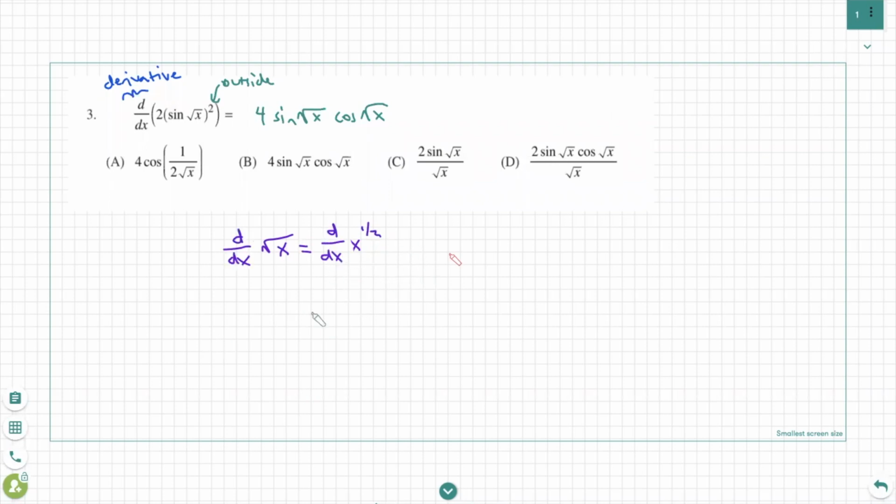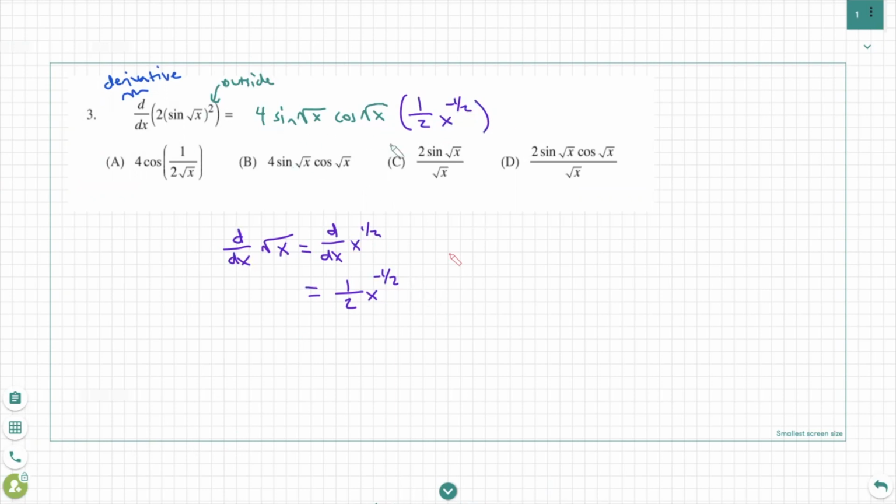So when you take the derivative of it, what do you get then? 1/2 x to the -1/2. Yeah. Yeah, so that's the derivative of root x, right? Yeah. So then we have to put it inside here because that's due to the chain rule.